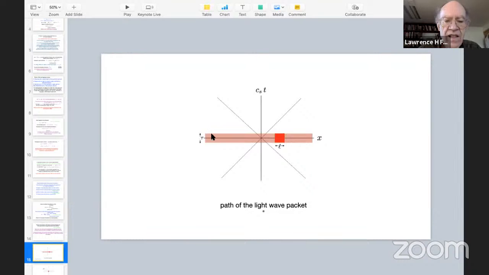So tau is the time required for the light pulse to go by a certain point. L is the length in space of the pulse seen by an observer at a given time. So this dark red square could represent the light pulse at a given moment in time.